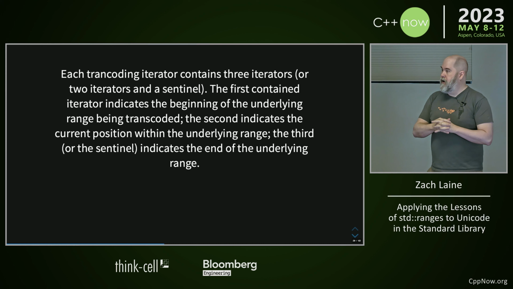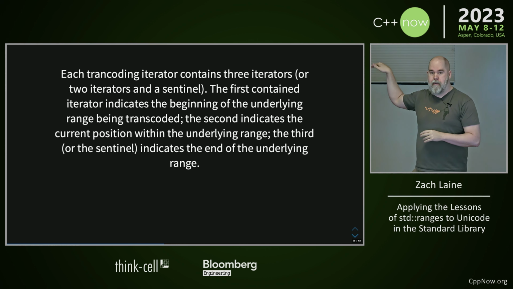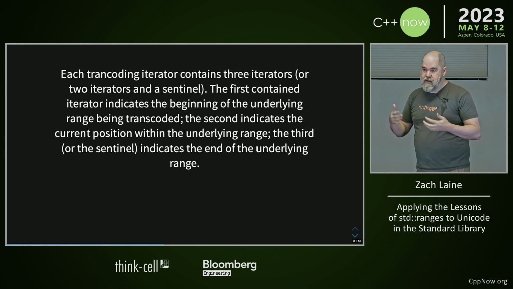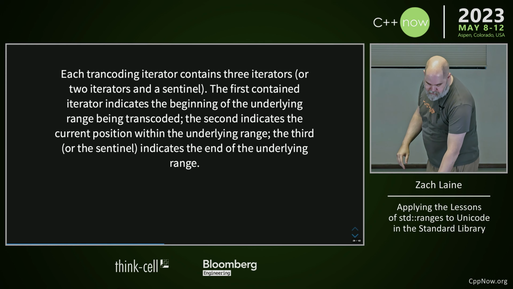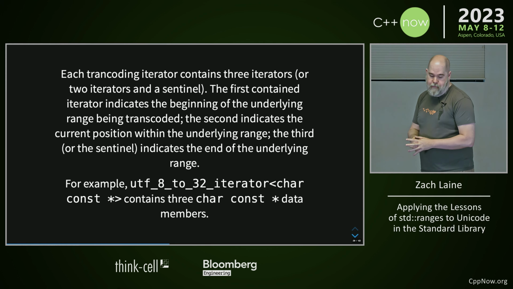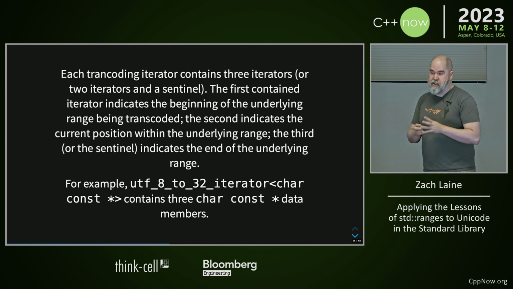Okay, so each transcoding iterator, you saw this before, has 3 iterators, or 2 iterators and a Sentinel, in the underlying representation, right? And these things are all bidirectional, so you have to have the beginning and end of the sequence. So for example, this UTF-8 to 32 iterator over const char star has 3 const char stars inside of it, okay?